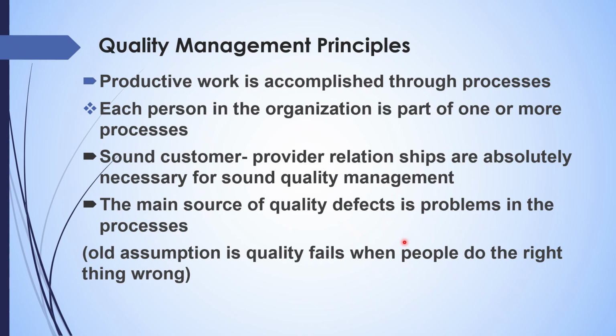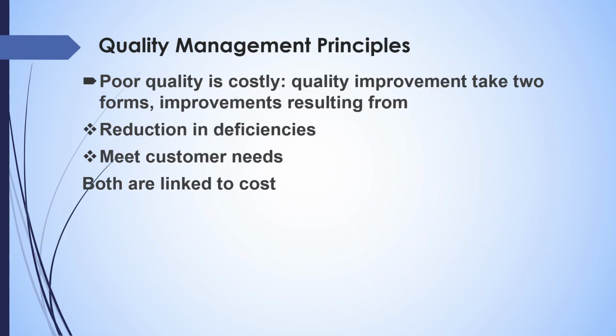Human error can happen anytime. So our responsibility is to make the processes and the systems perfect. The old assumption is that quality fails when people do the right thing wrong. But it is not just people-centered; it should be seen as system issues, right? Poor quality is costly.